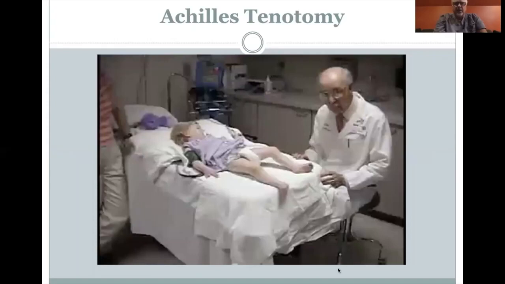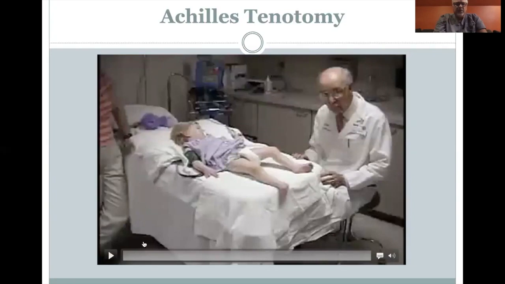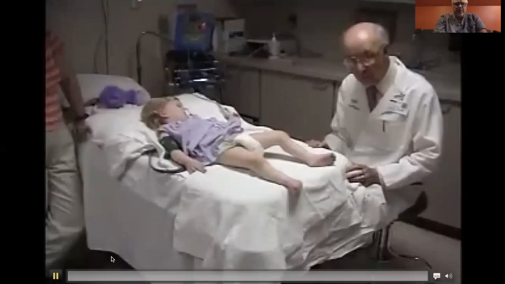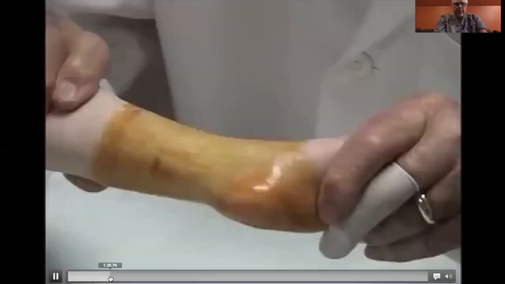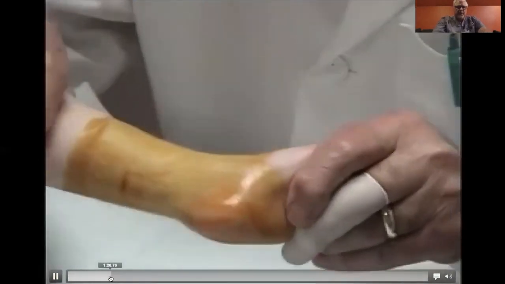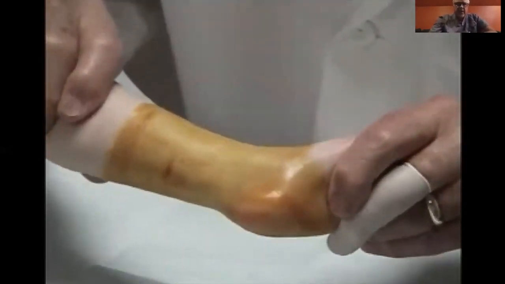This is a video of Dr. Ponseti doing the Ponseti method and with a tenotomy in surgery. I may fast forward a little bit because it's relatively long. I just want to show you his technique and him actually putting the cast on. So they have the foot prepped here, and they're going to do a percutaneous tendo-Achilles lengthening.